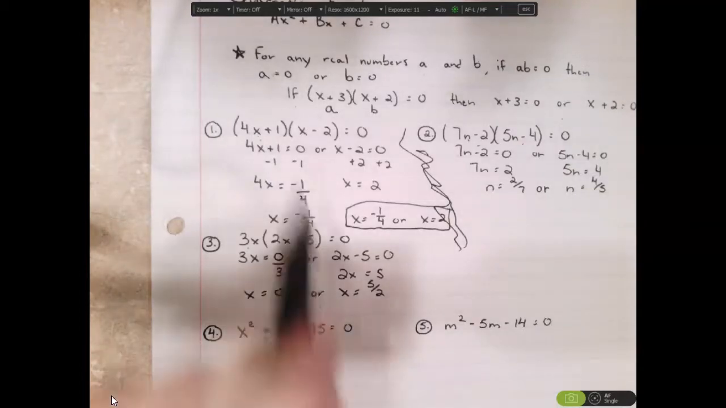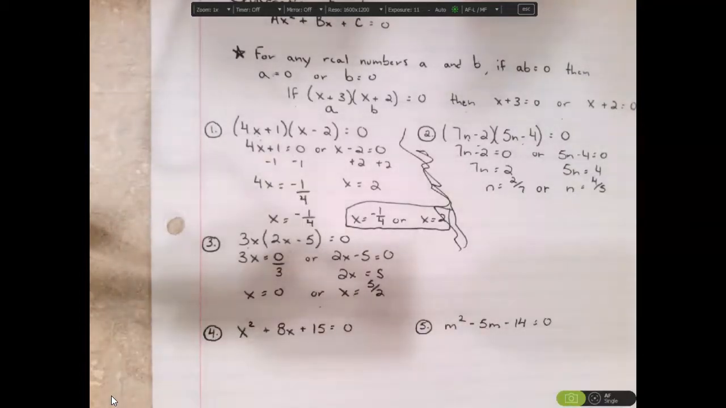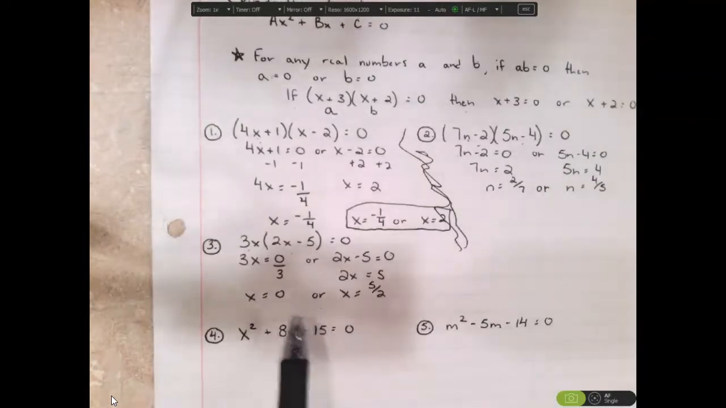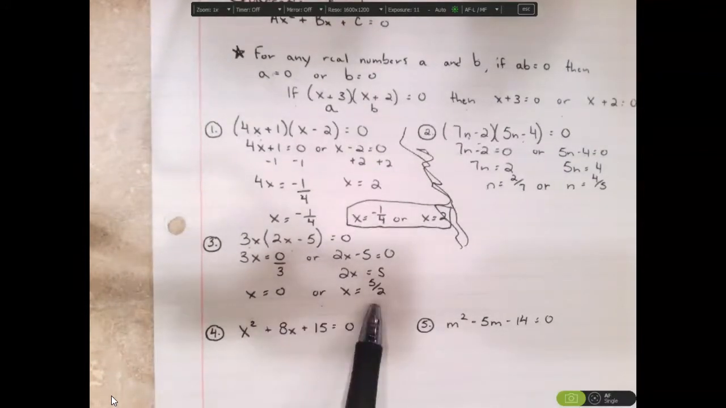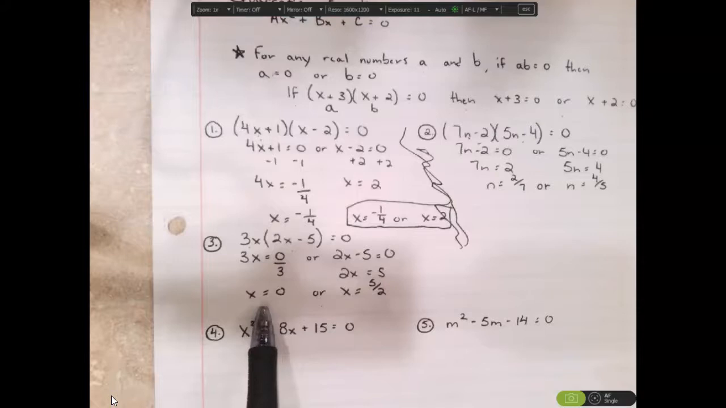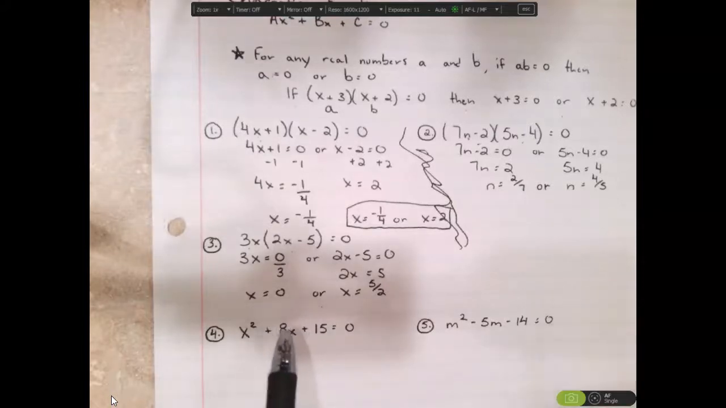Not too terrible. Again, we're just setting both of our quantities equal to 0 as we go through this. And again, it's important that you have this or sign in the middle because we're not showing that both of these are the solution. We're showing that just one of them is the solution.